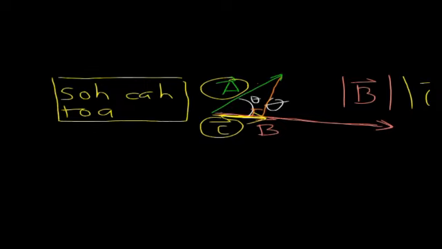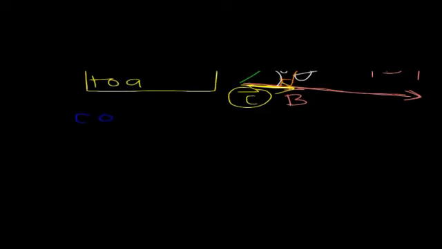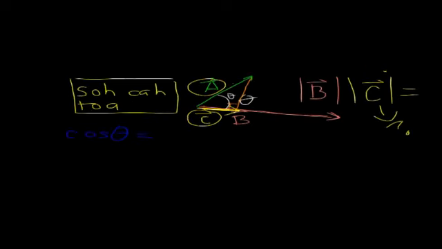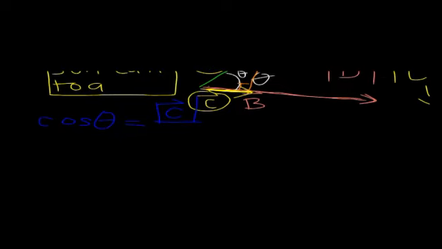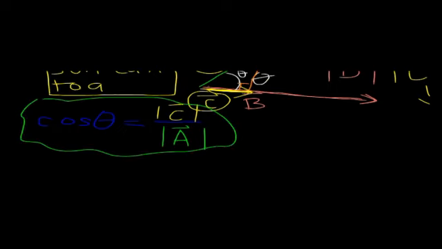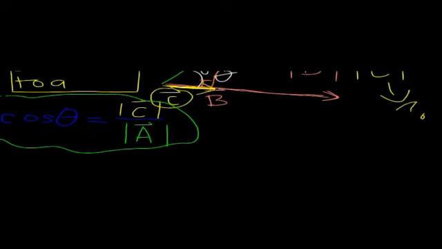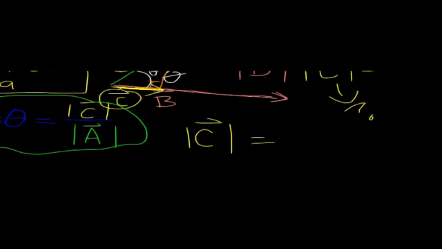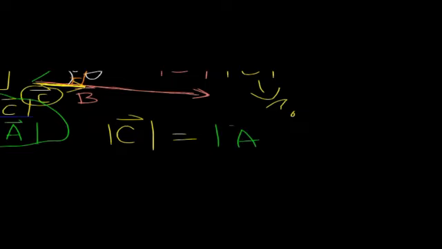So cosine of the angle theta is equal to adjacent over hypotenuse: the magnitude of vector C over the magnitude of vector A. Now this is the relationship between vector C and vector A. So let's solve for C. The magnitude of C is equal to the magnitude of A times cosine theta.